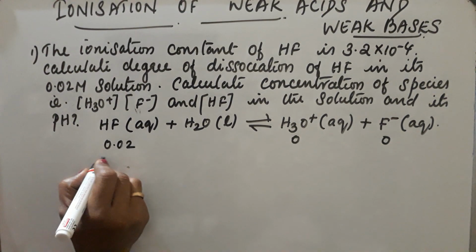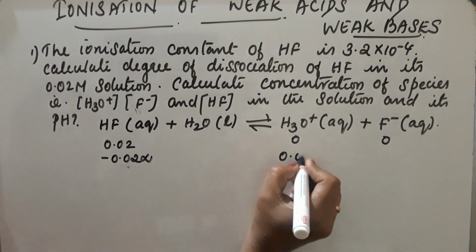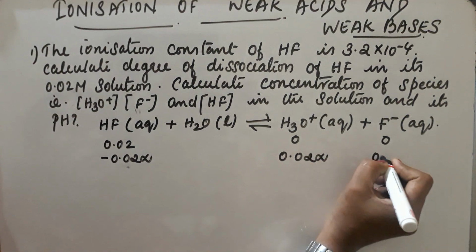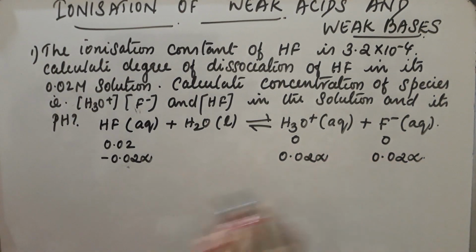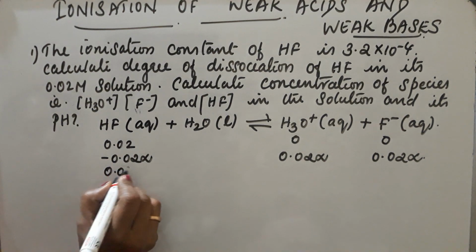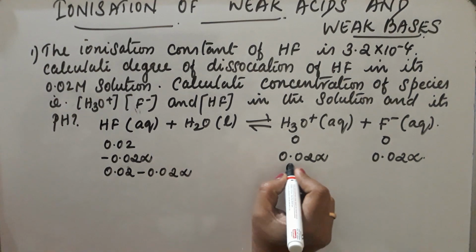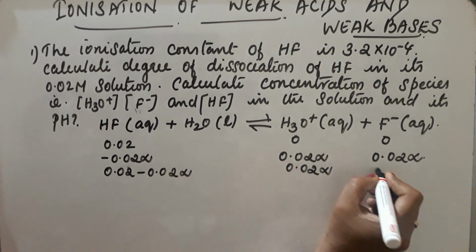Okay, next step is change in concentration. We are writing minus 0.02 alpha. Here it is 0.02 alpha and 0.02 alpha, C alpha. Okay, now equilibrium concentration will be C minus C alpha, so 0.02 minus 0.02 alpha. Here the same 0.02 alpha, 0.02 alpha.